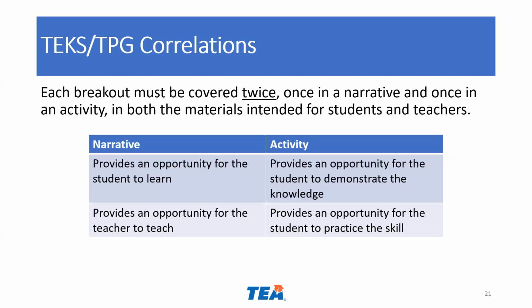When correlating to the TEKs and TPG, you must provide two different types of citations for each breakout, a narrative citation and an activity citation. And when we say narrative citation, we're talking about the content that provides an opportunity for the students to learn a concept or skill, or for the teacher to teach that concept or skill. And when we say activity citation, we're talking about content that provides an opportunity for the student to demonstrate the knowledge or practice the skill.